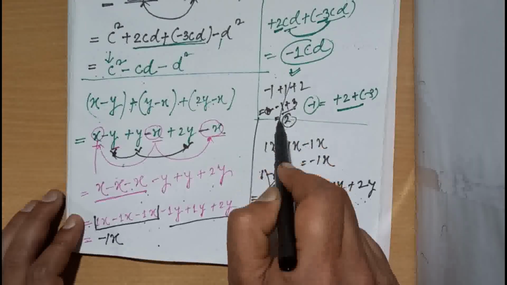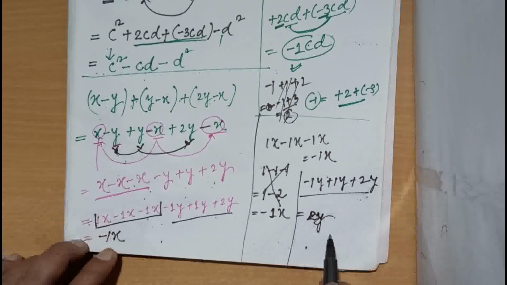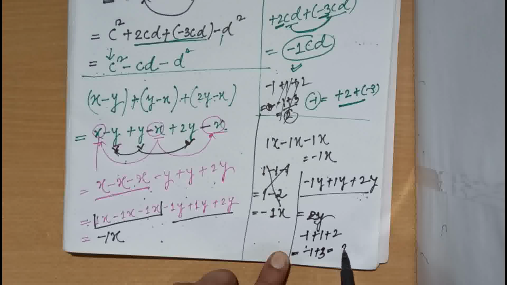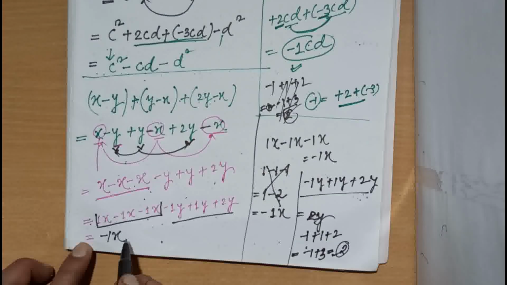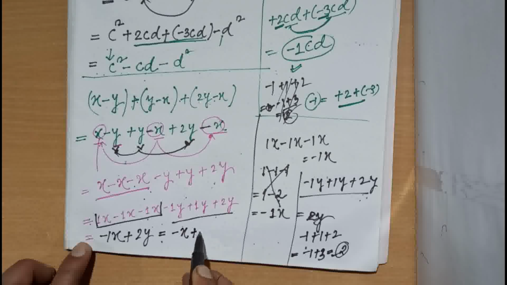Sorry, the answer is not 2y, really sorry. So it is minus 1 plus 1 plus 2, which will give you minus 1 plus 3, and ultimately it is 2. Yeah, it is 2, really it is correct, 2y. So ultimately we are getting 2y. That means the answer is minus x plus 2y. This is my final answer.